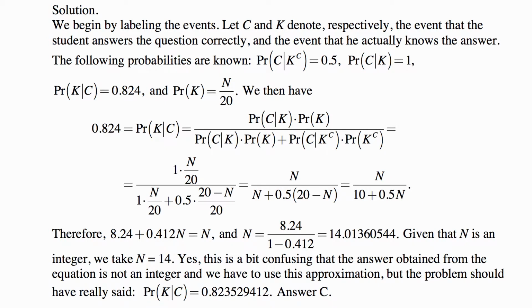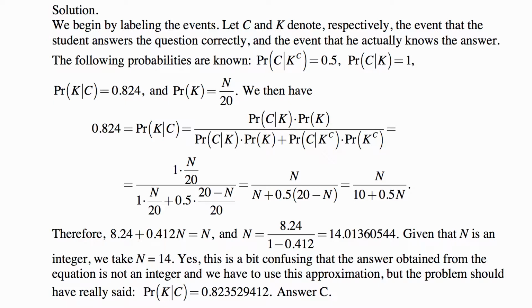We begin by labeling the events. Let C and K denote, respectively, the event that the student answers the question correctly and the event that the student knows the answer. So we are given that the probability of C given the complement of K is 0.5, the probability of C given K is 1, and the probability of K given C is 0.824, and we also know that the probability of K is n over 20.